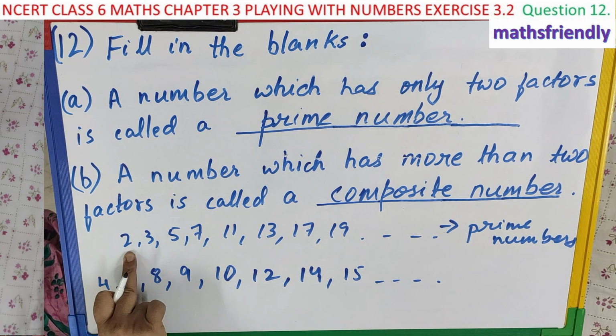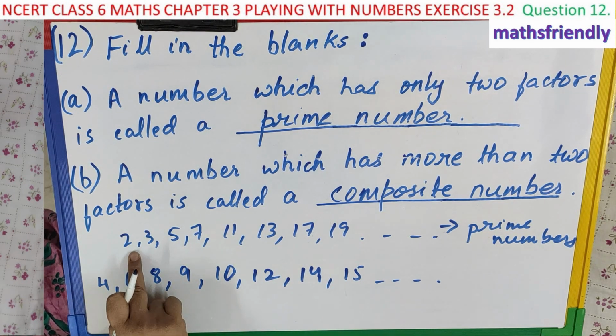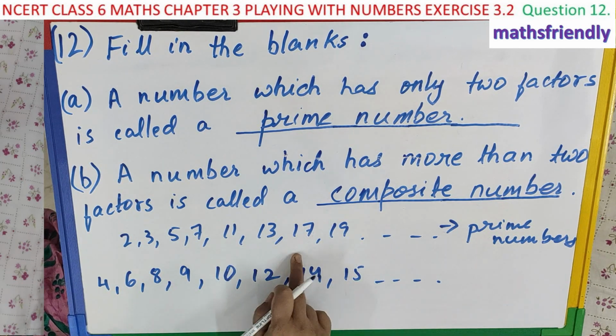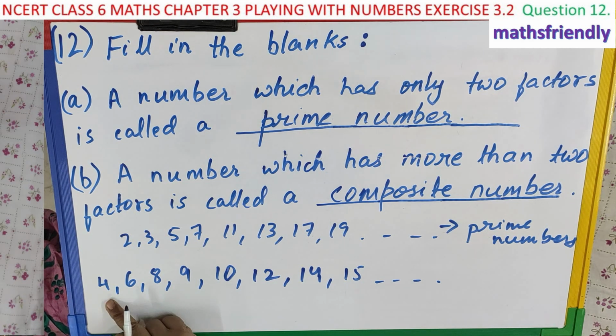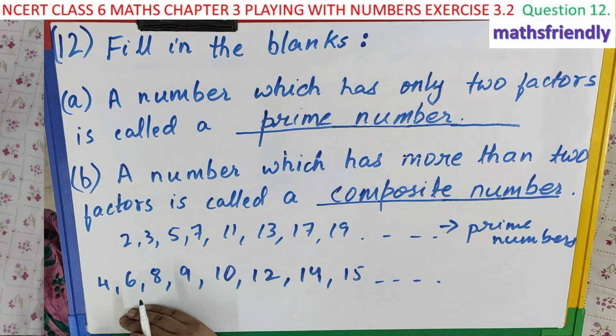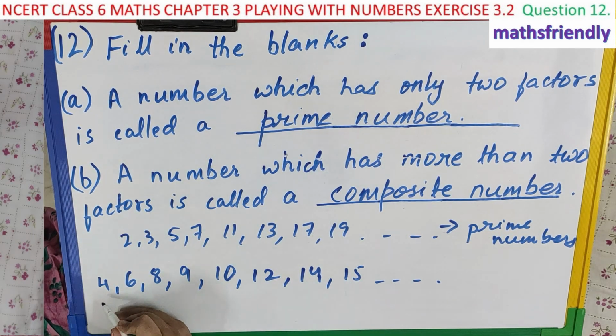Prime numbers start with 2, means the smallest prime number is 2. These all are prime numbers, and composite numbers start with 4. What about 1? I will explain later in the C or D part. There is a question like that, and we will deal with it there. So composite numbers start with 4.